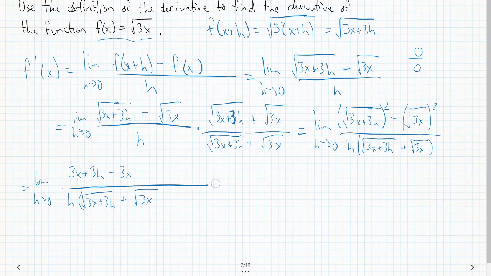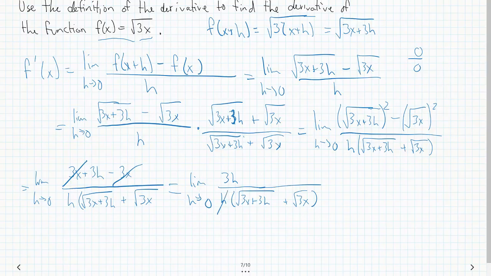So notice your 3x's will cancel. So that one's gone and that one's gone. And so we're left with the limit as h approaches 0 of 3h over h times the square root of 3x plus 3h plus the square root of 3x. And now your h's can cancel.